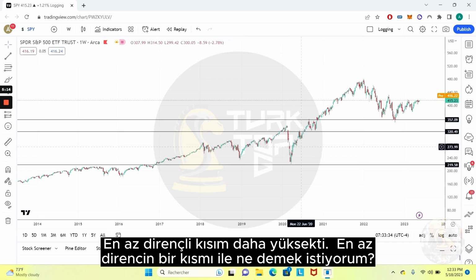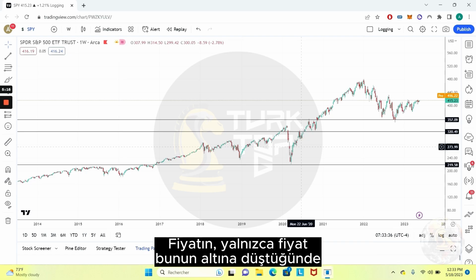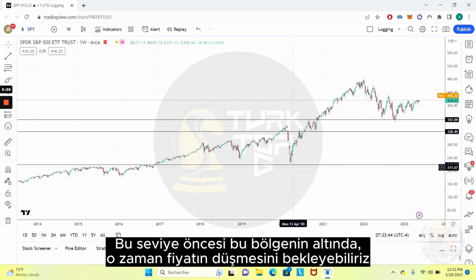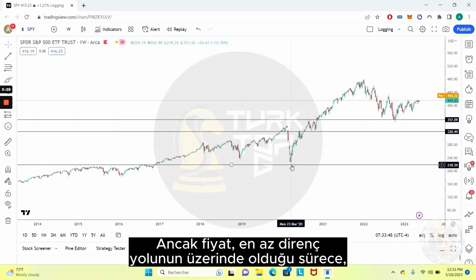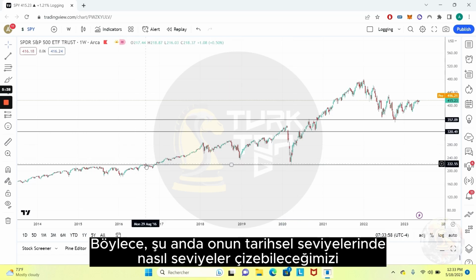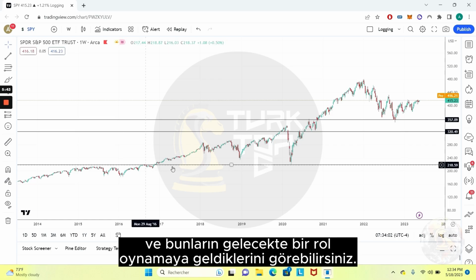What do I mean by path of least resistance? I mean the path that price is most likely to take. Only when price would have broken below this level, below this zone, then we can expect price to go lower. But as long as price was above it, the path of least resistance, the path that price was most likely to take, was higher. So you guys can see how we can draw levels right now in historical levels, and that they come to play a role in the future.